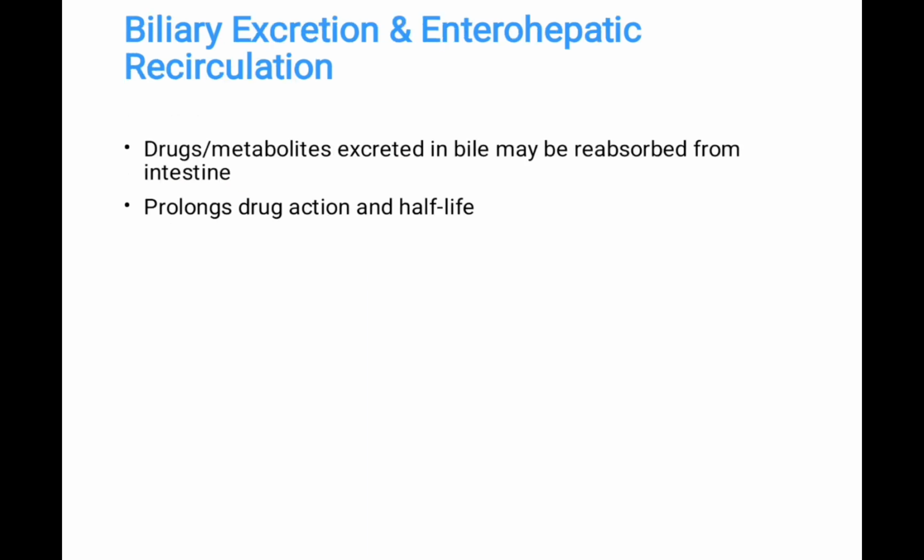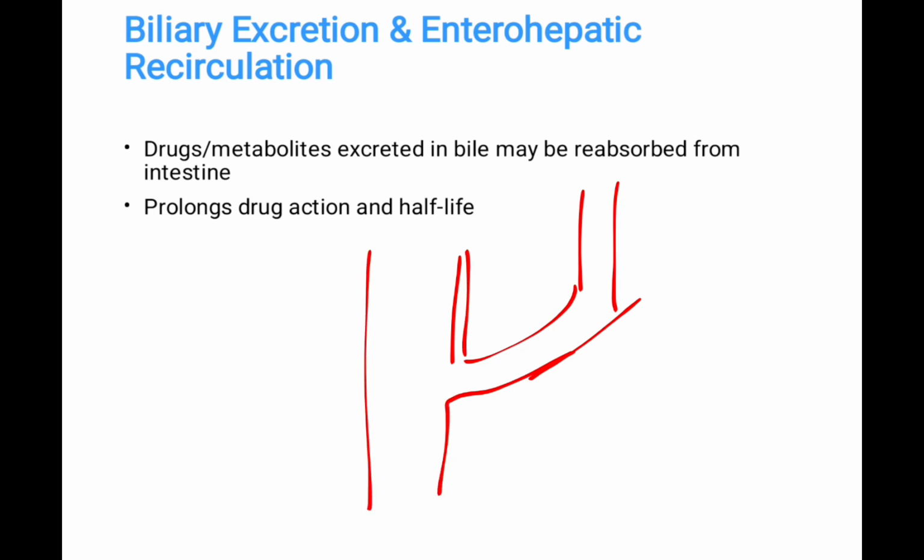We have biliary excretion and enterohepatic recirculation. Drugs or metabolites are excreted in the bile. Drugs excreted in bile may be reabsorbed from the intestine. You know, the biliary tract leads to the small intestine. This is our small intestine. This is our biliary tract, and we have our pancreatic duct here.